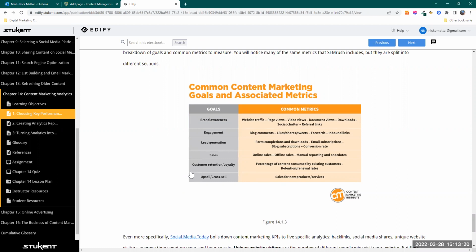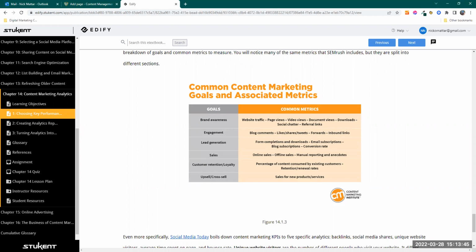There aren't just two goals. I said at the onset of the semester that brand awareness and sales are the two most common, but you can get more granular than that. You can get into engagement, lead generation, which turns into sales, loyalty and upselling. Those are all options, and they all have different common metrics. You don't have to memorize all of these. Absolutely, you don't have to.